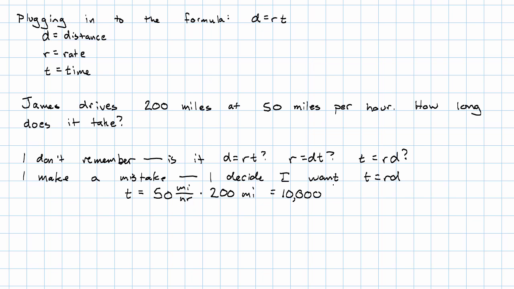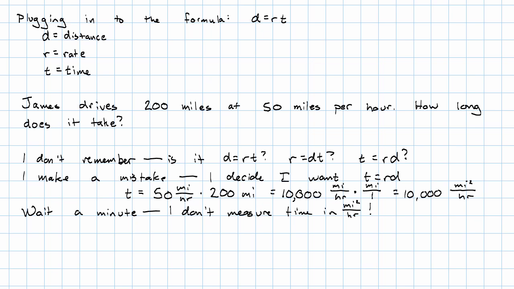But then I look at my units. I have miles over hours times miles over 1, 10,000 miles squared over hours. And I think, wait a minute, I don't measure time in miles squared over hours. I want my answer to be in hours, don't I? Okay, I think, let's try this again. Maybe it's the other way round.